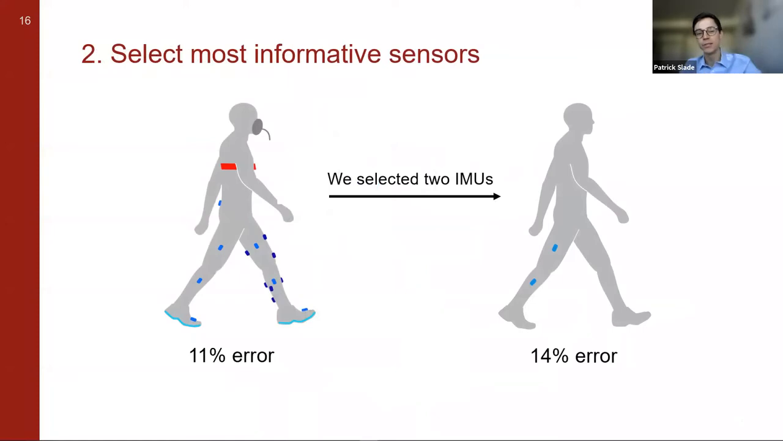So to select the most informative sensors, now we just look at the error of these models. So first we evaluated a model with all possible sensors, and we found it to have about 11% error. And then we looked at all combinations of sensors and found that the best performing one was just using two IMUs. So one placed on the shank and the thigh. And these are the inertial measurement unit sensors that we talked about, which measure linear acceleration and rotation. And so this 14% error is quite good.